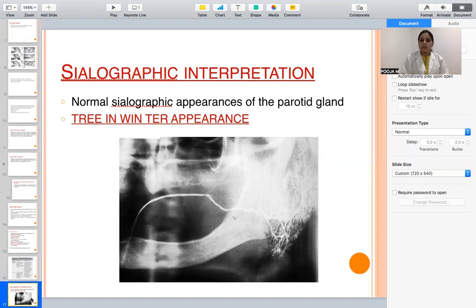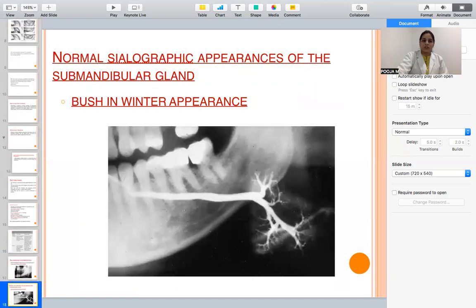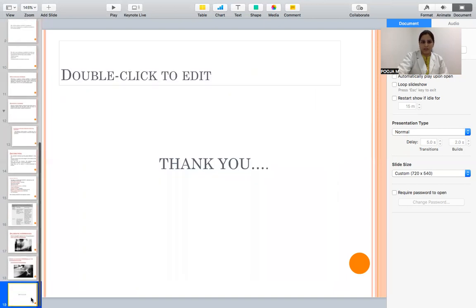Now coming to the normal radiographic appearance of the submandibular and parotid gland after taking your radiograph. The normal sialographic appearance of a parotid gland usually appears like a tree in winter. And this picture shows a normal sialographic appearance of a submandibular gland, which usually gives a bush in winter appearance.